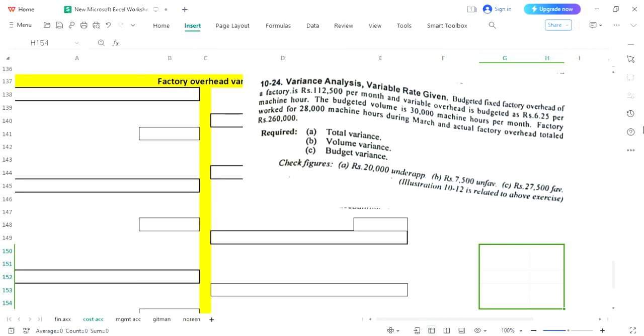Hey guys, hopefully everyone is doing well. Today's target is to solve question number 20.24. Our chapter is factory overhead variance.